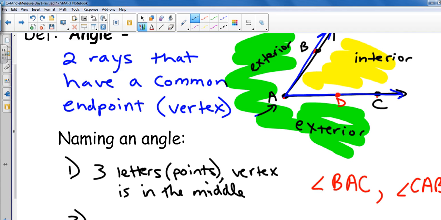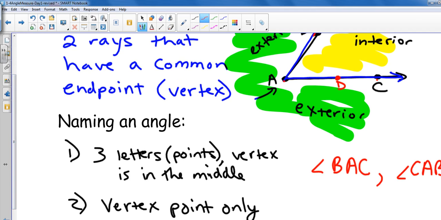Second way I can name an angle is to use the vertex point only. This is very convenient. With the angle I've drawn up there, I can simply refer to it as angle A. The only thing you've got to be careful of is that sometimes we have more than one angle coming off of the same vertex point. So for instance, I could have another ray coming off here, and then I would not know which angle A I'm talking about. I've got angle A and I've got angle A. So in that case, I'm going to have to use my three letters.